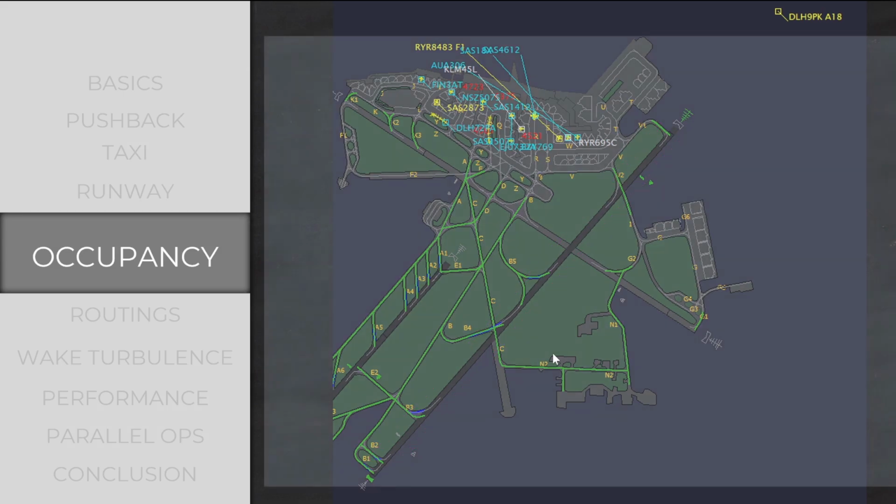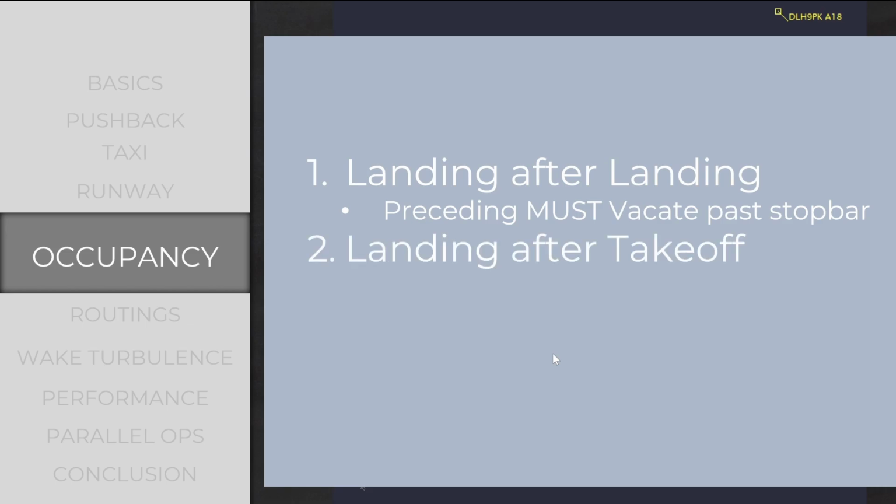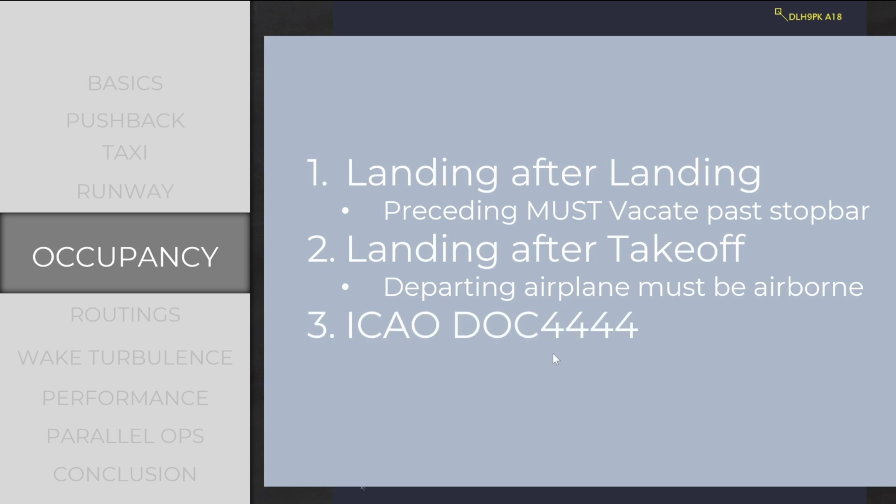Landing after landing. The preceding has to be vacated past the stop bar before you issue the landing clearance to the next one. Landing after takeoff, well, the departing airplane has to be airborne and either pass the opposite threshold or have a turn commenced before the landing clearance can be issued. The latest you can issue a landing clearance can be found in Doc 4444, and the definition is very important.